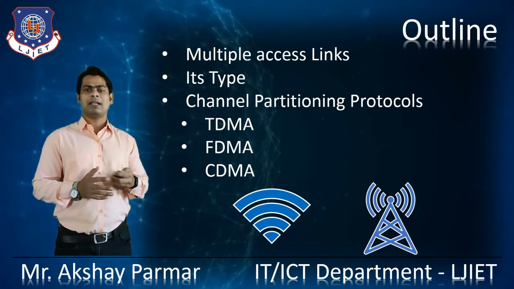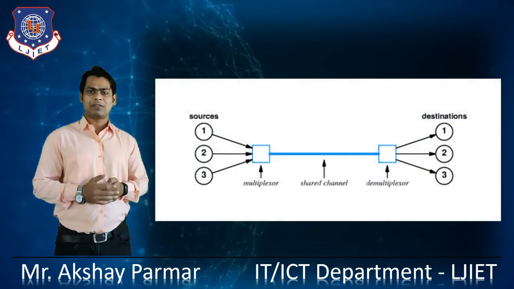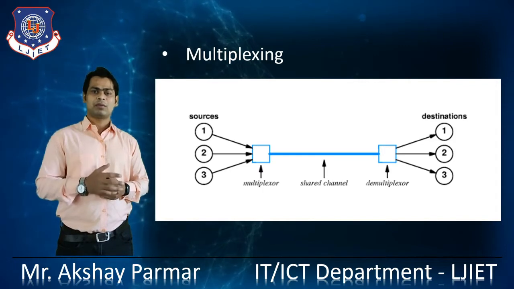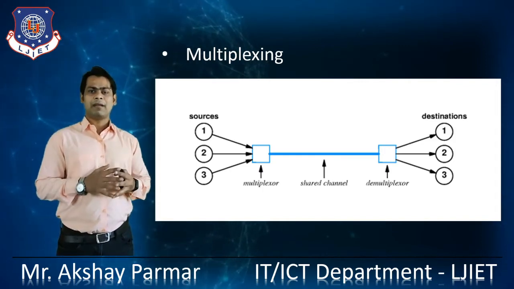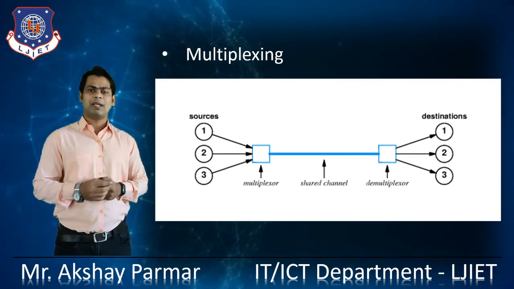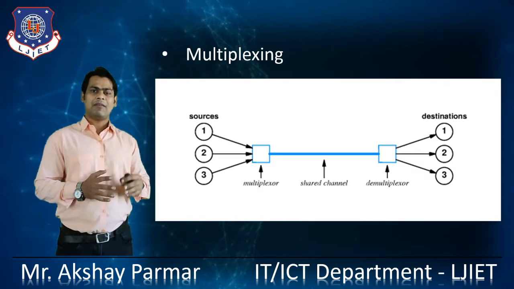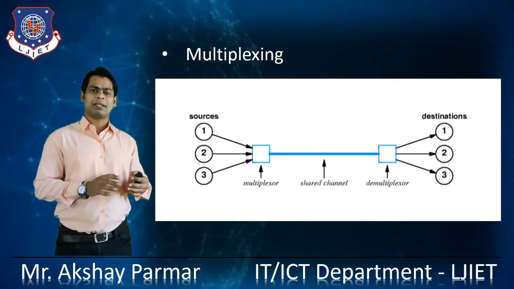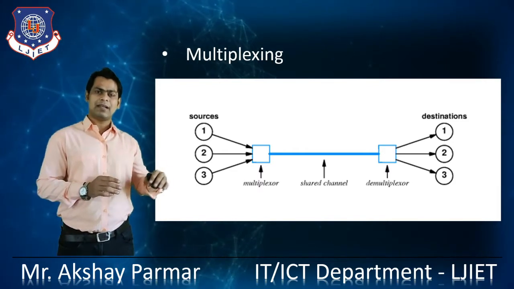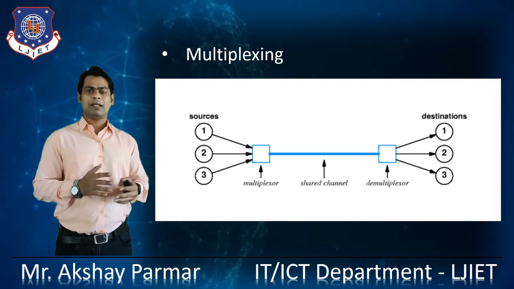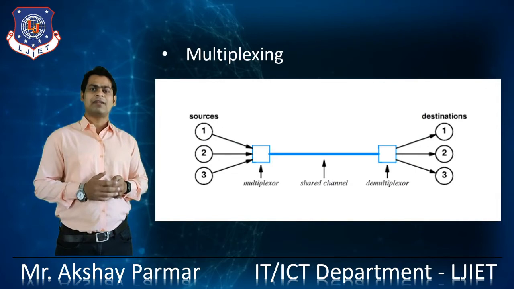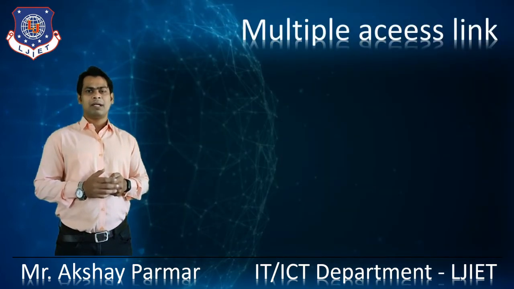For that, let us first discuss what is multiplexing. In that, several sources are multiplexed and combined in the multiplexer. The multiple sources are combined together to share a common channel. After that, at the receiver end, the demultiplexer gets that shared common channel and divides it back into the many sources. So multiple access link is one of the applications of multiplexing, right?